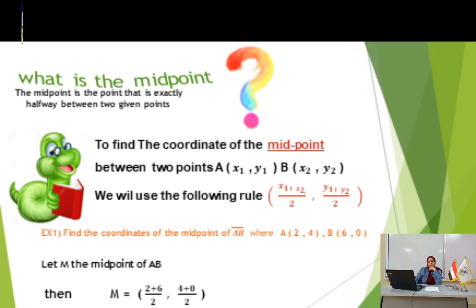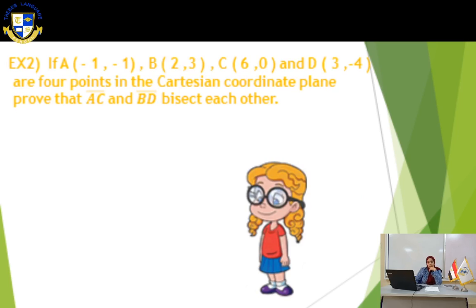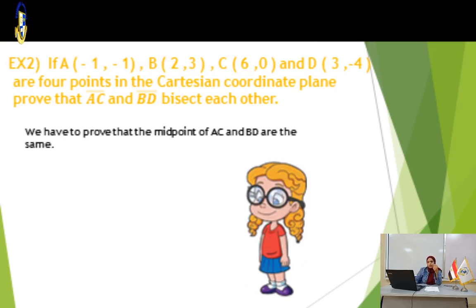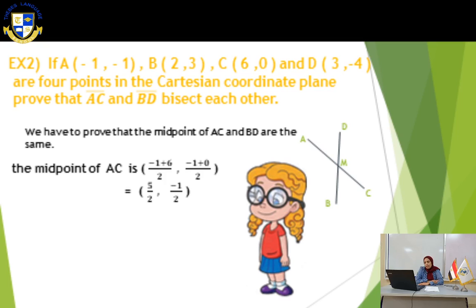Let's move to slide number 3. Exercise 2. If A (-1, -1), B (2, 3), C (6, 0), and D (3, -4) are 4 points in the Cartesian coordinate plane, prove that AC and BD bisect each other. We have to prove the midpoints of AC and BD are the same. We need to find the midpoint of AC and the midpoint of BD. Then the midpoints should be the same.